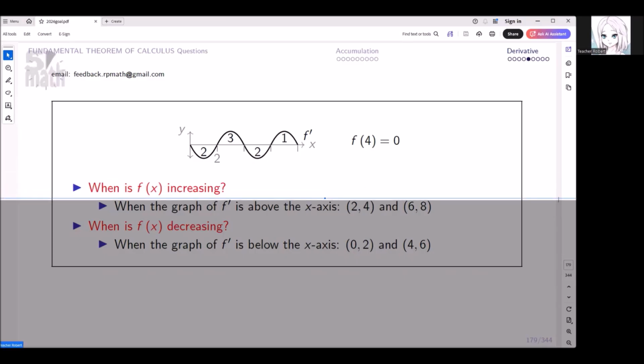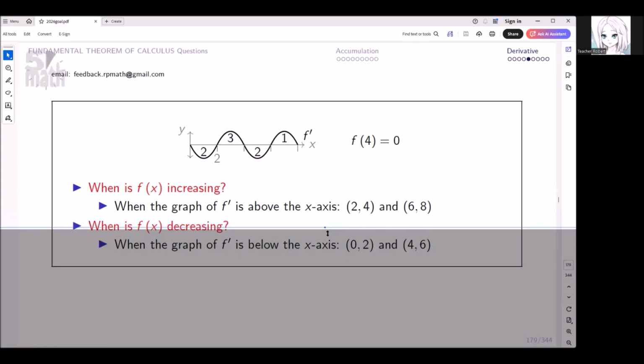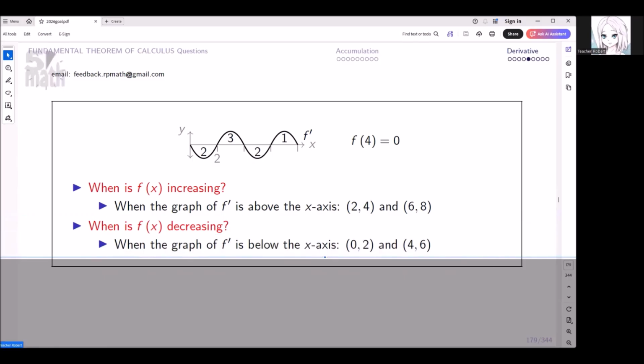When is f of x increasing? When the graph of f prime is above the x-axis. 2 to 4 and 6 to 8. When is f of x decreasing? When the graph of f prime is below the x-axis. 0 to 2 and 4 to 6.